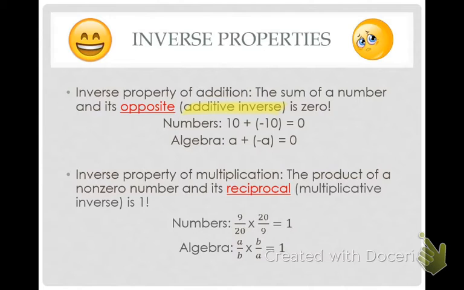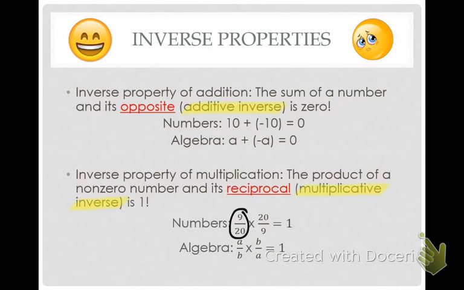Now, there's something a little bit different whenever we are talking about the inverse property of multiplication. Read me what this says about the inverse property of multiplication. The product of a non-zero number and its reciprocal, the multiplicative inverse, is 1. Now, once again, you might look at this big word, multiplicative inverse, and think, oh my goodness, what does that mean? Let's break it down. What do you think multiplicative means? Multiplying. And what does inverse mean? Opposite.